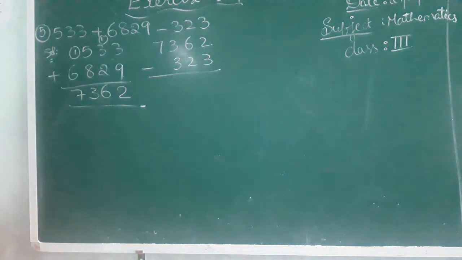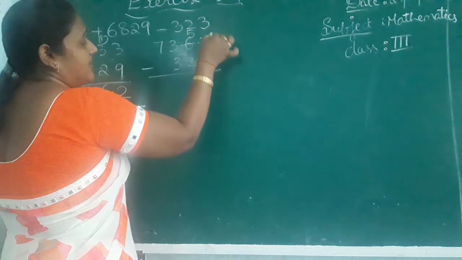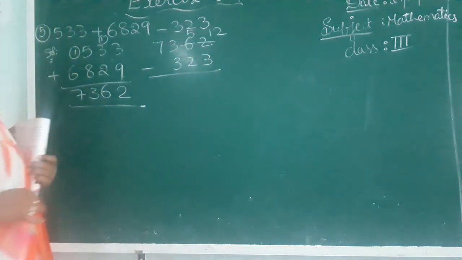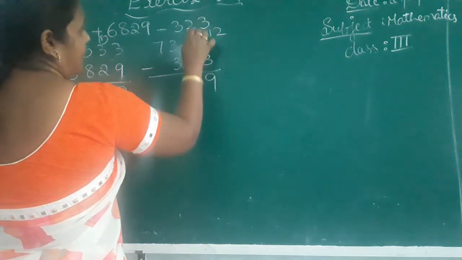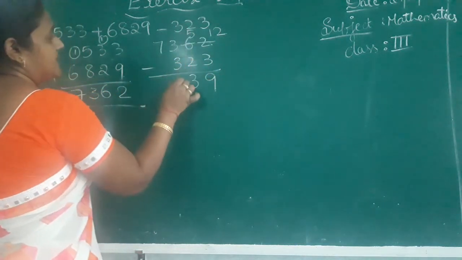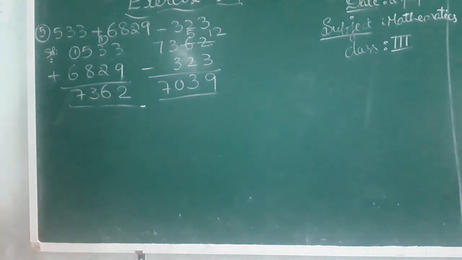Is it possible, Nana? No. So borrow it from the before number. If you borrow, this becomes 6 minus 1, 5. This number becomes 10 plus 2, 12. 12 minus 3, 9. 5 minus 2, 3. 3 minus 3, 0, 7. 7,039. See the next one, children. Sixth one.